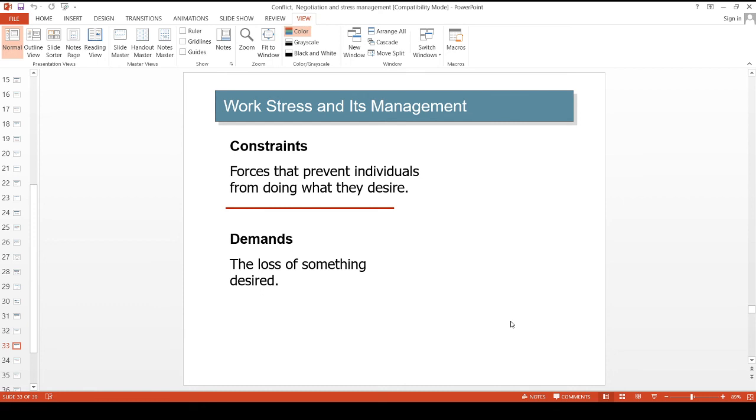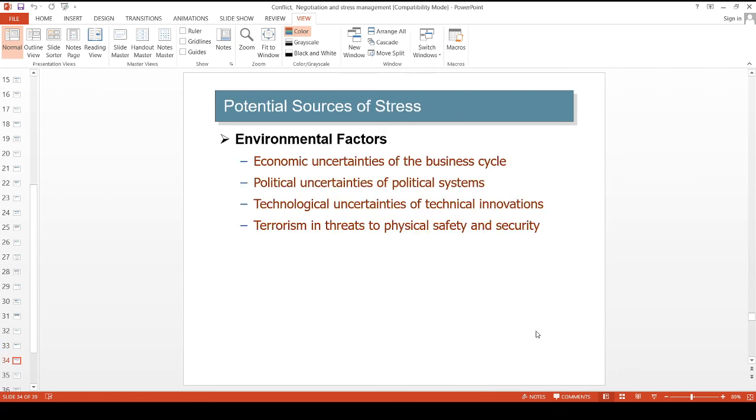The constraints, forces that prevent individuals from doing what they desire. So if you want to achieve something, then all the hurdles which prevent individuals from achieving those things constitute the constraints. Similarly, the demand, the losing of something desired. This probability of losing something is usually termed as the demands. And both of these, constraints and demands, are the prerequisites of a stress situation.